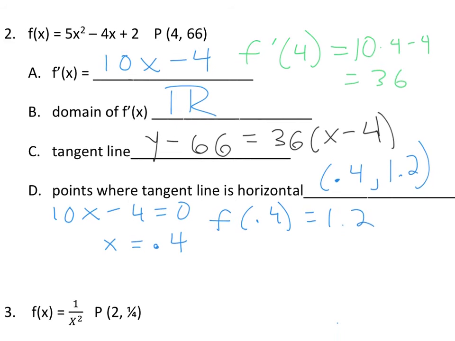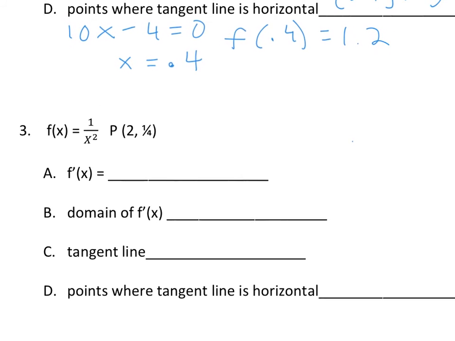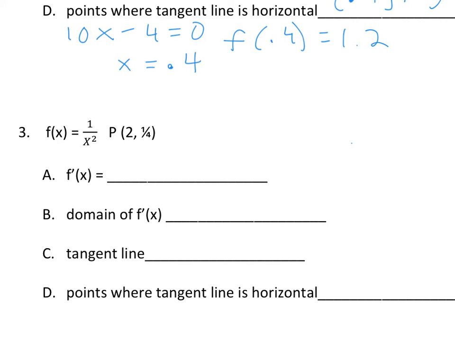Number 3. Now, the first thing I'm going to do for number 3, before I even start the derivative, is I'm going to rewrite f of x so that it's written as coefficient times x to a power. So the coefficient is just 1, and the power is going to be negative 2. And the reason I'm going to do that is that way I can apply the power rule.